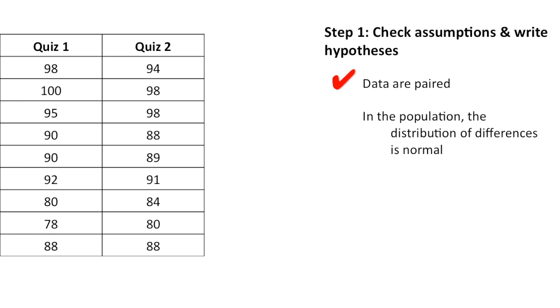Second, in the population, the distribution of differences is normal. In this case, we don't know what the distribution of differences looks like in the population, but we can compute the differences for the sample and assess its normality.